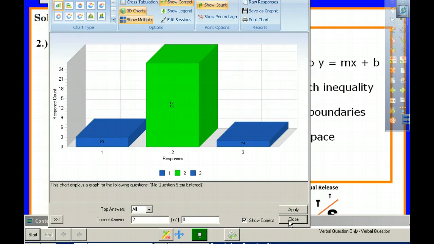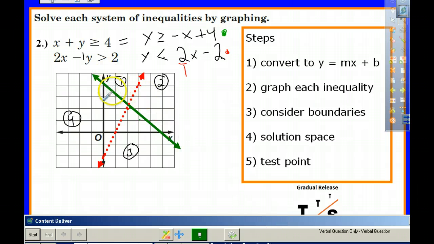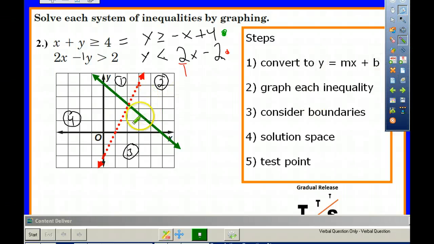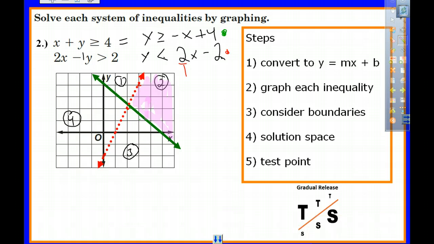Okay, so area 1 is above both. That would be greater than for both. Area 3 is less than for both. They both have to be less than. So you see how this area is above the green, straight up with the green, but below the red. And this is where it's below the red, but still above the green. This whole area. And again, check, check, check.